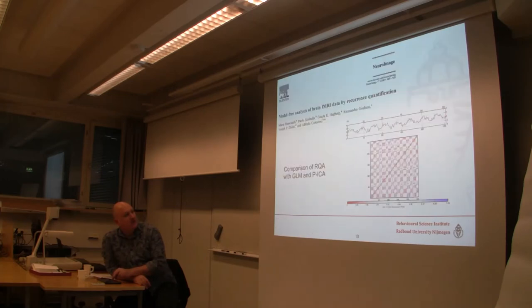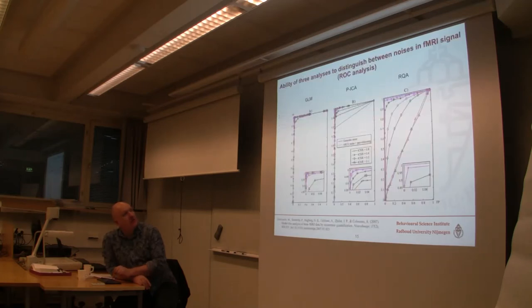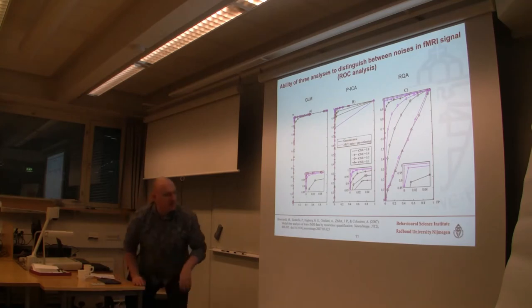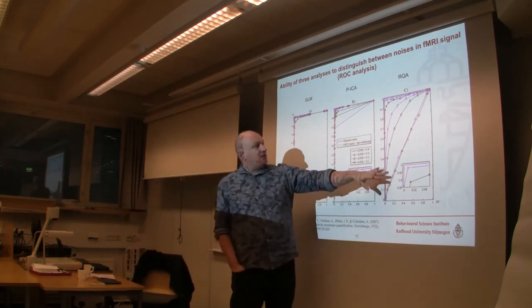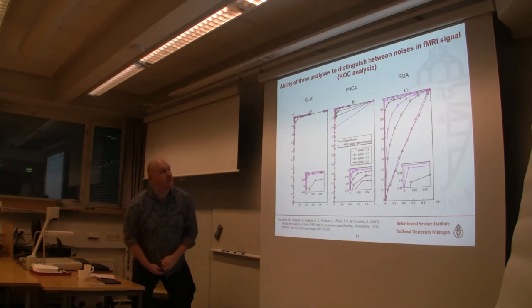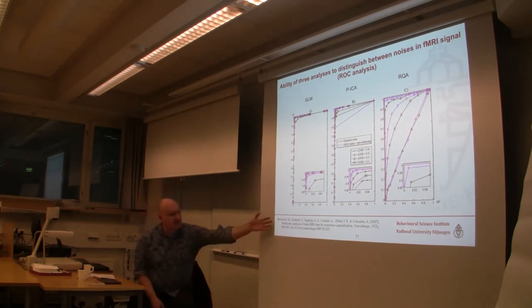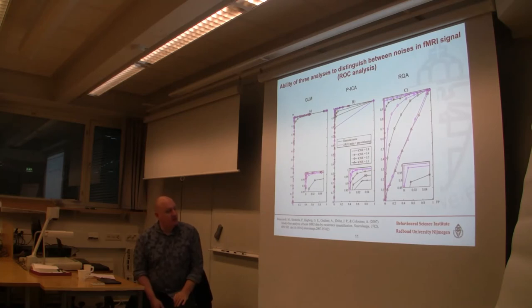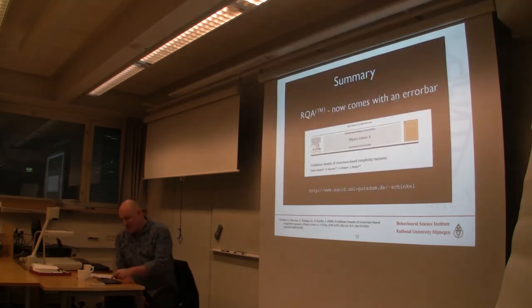So another application in neuroscience. This is a comparison of how well RQA does relative to other famous, well-known fMRI data analyses. It turns out again here that RQA is much better at distinguishing between different types of voice that are in these data. But then again, this is one paper in NeuroImage, which is of course a very good journal, but it's not picked up by neuroscience.